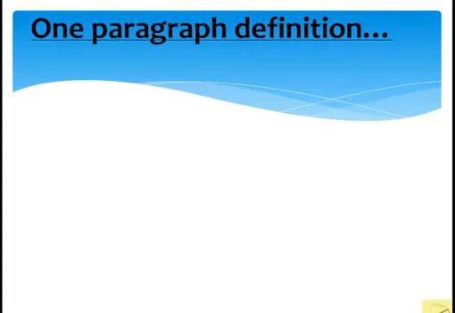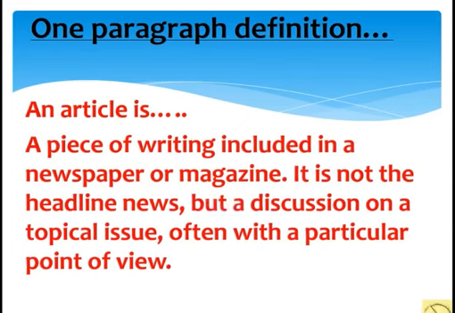So, one paragraph definition. I got all of my students to do this in the lessons, so you should have this in your notes, but my definition is: it's a piece of writing included in a newspaper or magazine. It's not going to be the headline news, but it's going to be a discussion on a topical issue. As I'm speaking now in early May of 2015, it could be about the election, but it's normally aimed at younger people, and it's often with a particular point of view.